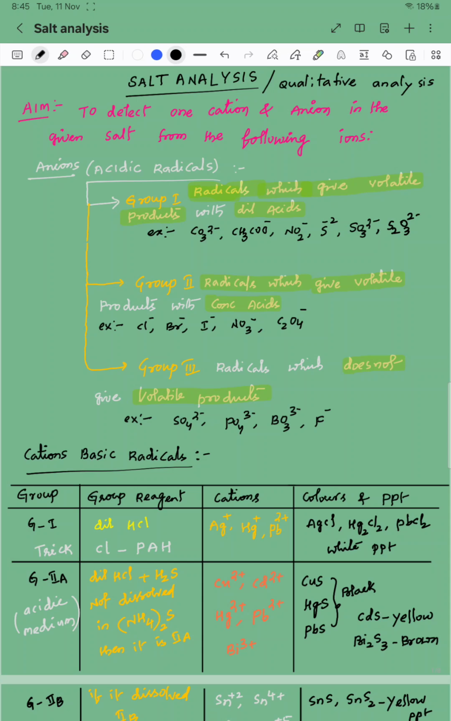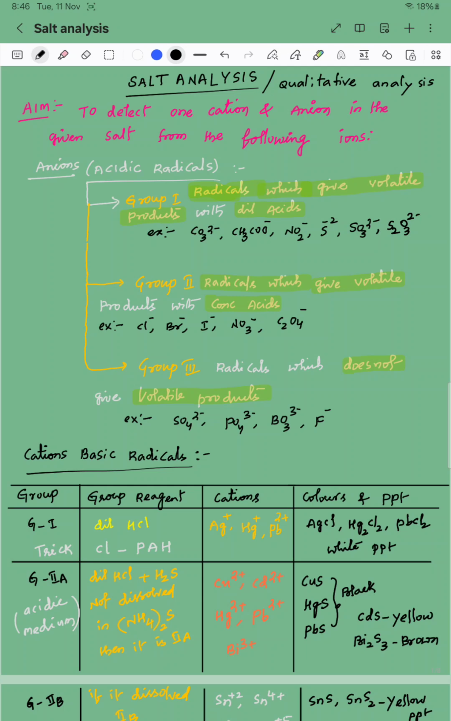Now students, here our aim is to detect one cation and one anion in the given salt from the following ions, right? In class 12 CBSE board practicals, generally we have only a single salt, meaning it contains one cation and one anion only. So we will do the qualitative analysis for both anion and cation, right? Generally anions are called acidic radicals and cations are called basic radicals.